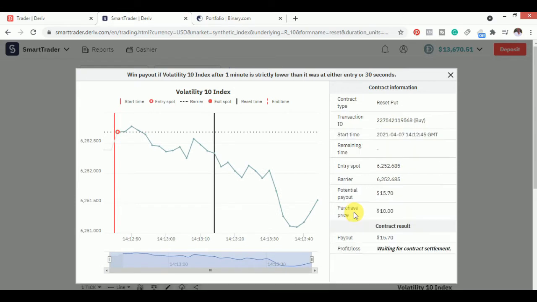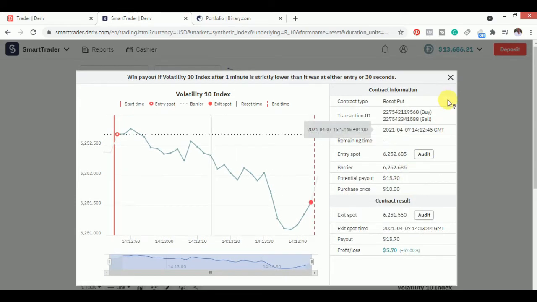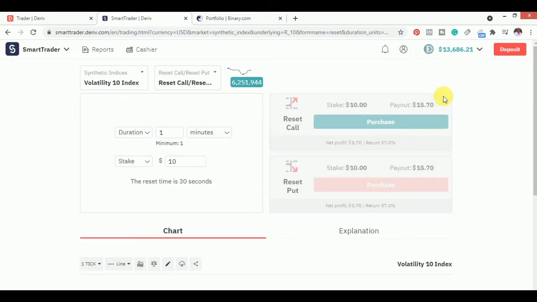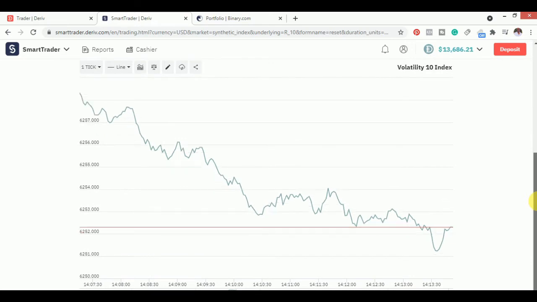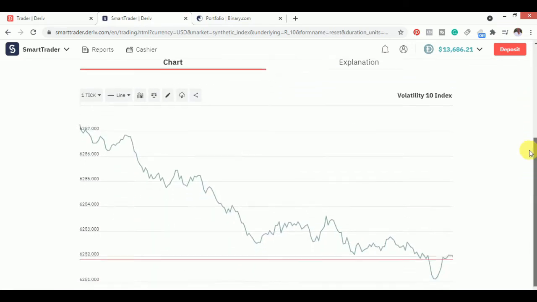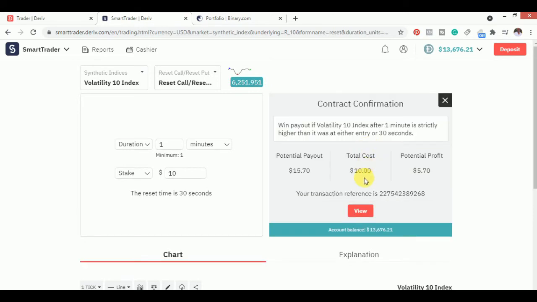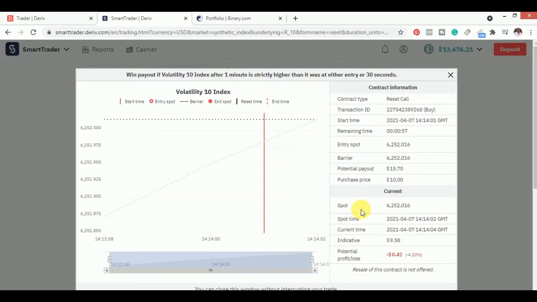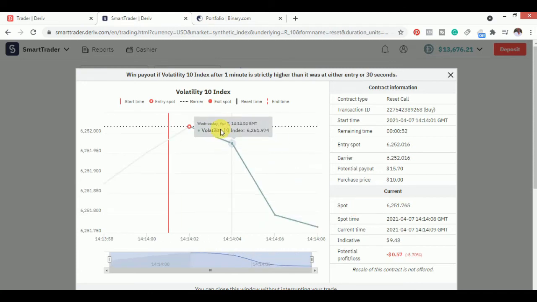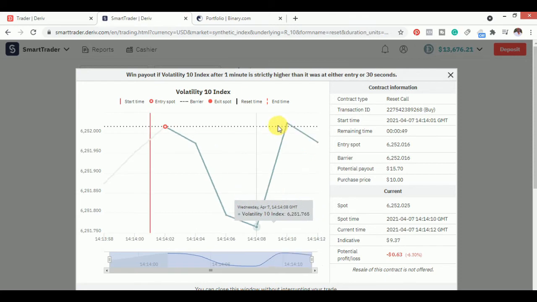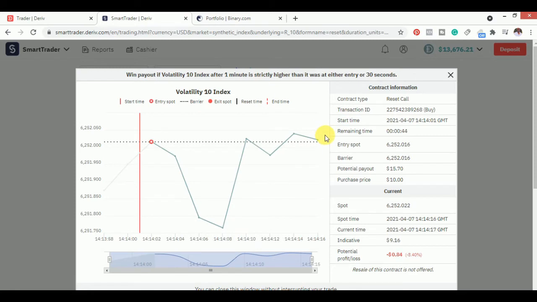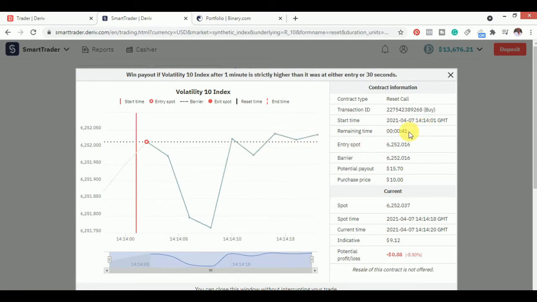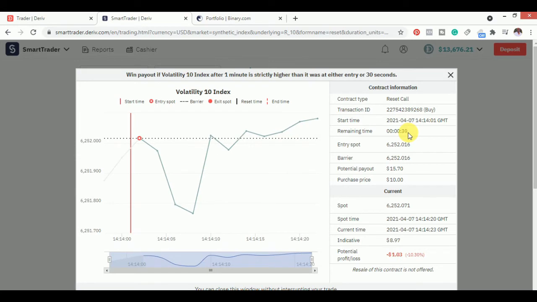So now let's attempt placing 10 different trades and see the winning rate in this. All right, but I wouldn't want to be too random. I just have to be looking at the chart somehow. Let's look at the chart again. Let me place reset call right now, so it shouldn't look like I'm just looking at reset put. All right, so now reset call, it means that I want the trade to end above this barrier, right? All right, so forty seconds.